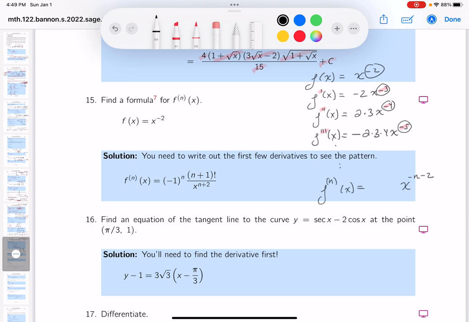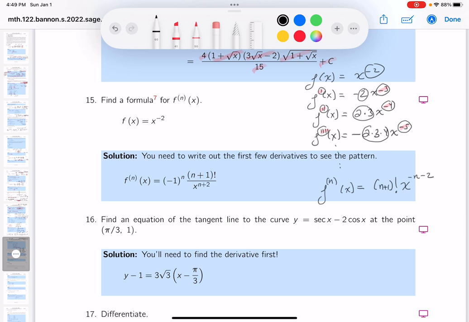Now, another thing I noticed about this is that the numbers I'm seeing as coefficients have something to do with a factorial. So, for example, the first derivative is 2, which is 2 factorial. The second derivative is 3 factorial. The third derivative is 4 factorial. So I'm going to say the coefficient has something to do with n plus 1 factorial. Again, the third derivative is 4 factorial, the second derivative is 3 factorial, the first derivative is 2 factorial.